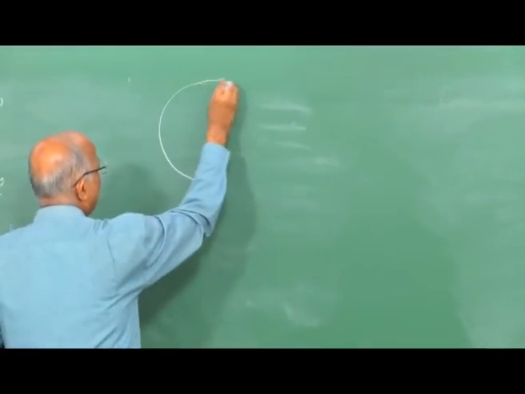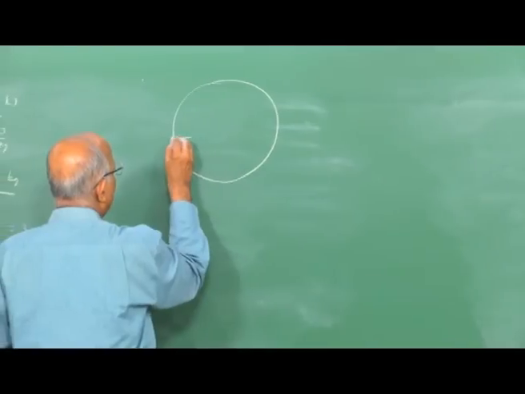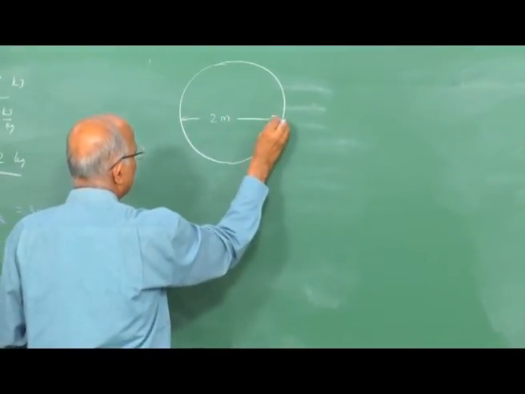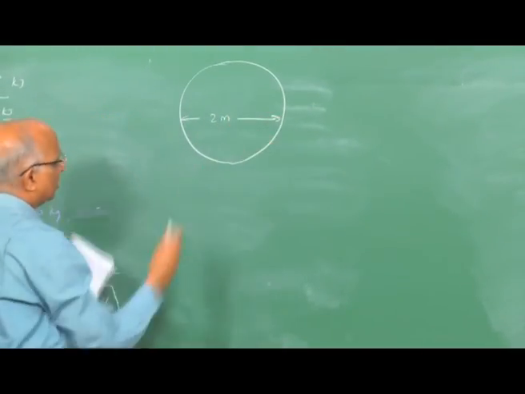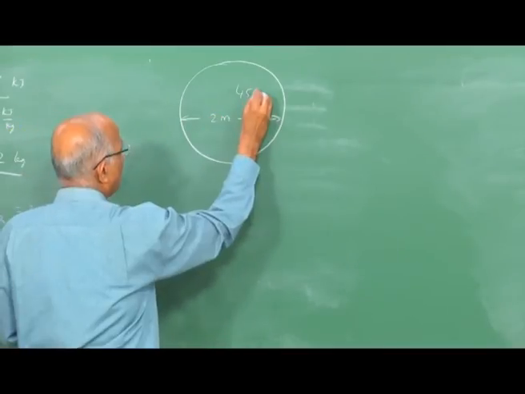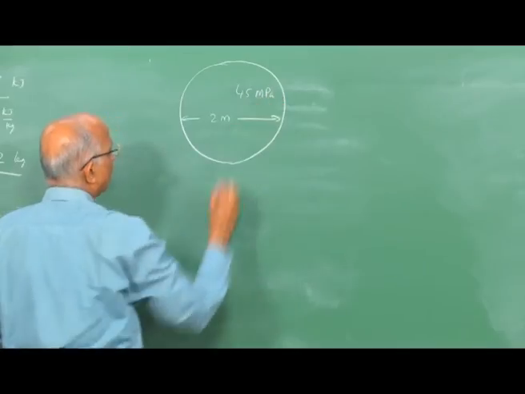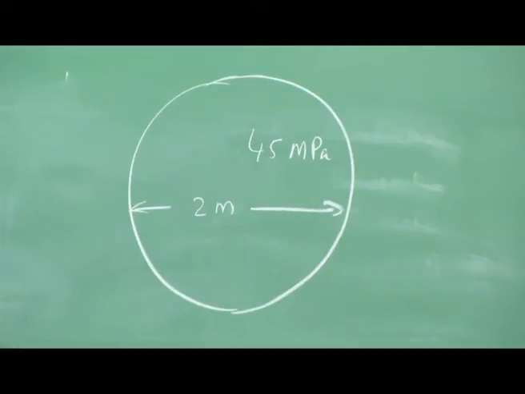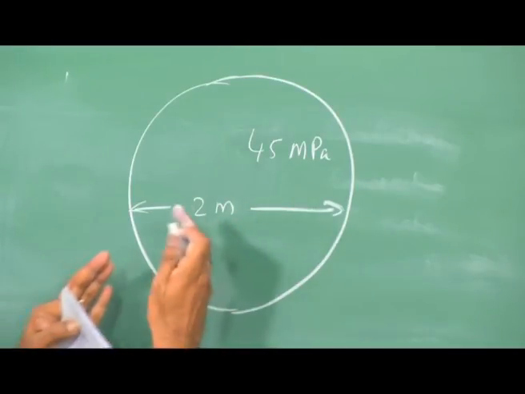Let us consider a pressure vessel. Let us say a pressure vessel of diameter 2 meters. Let us say it ruptures. It ruptures when the pressure inside is 45 MPa.